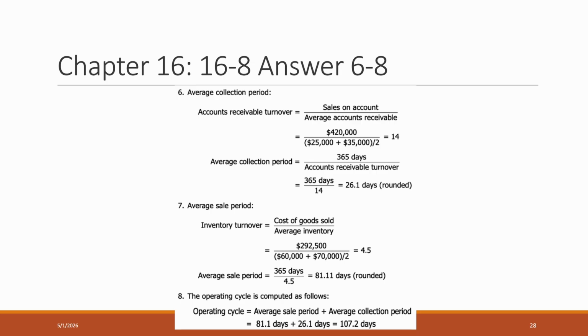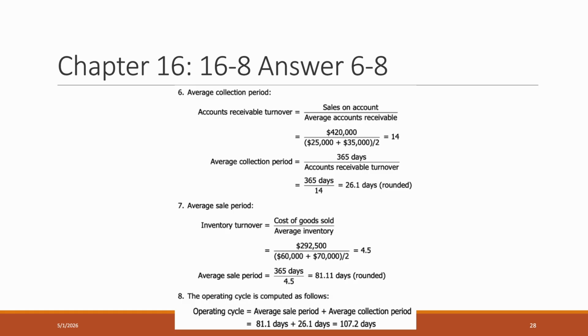Finally, the operating cycle is computed as follows. So the operating cycle is going to be your average sale period plus your average collection period. Now we just calculated both of those in the last 2 steps. So that gives us a total operating cycle of 107 days.